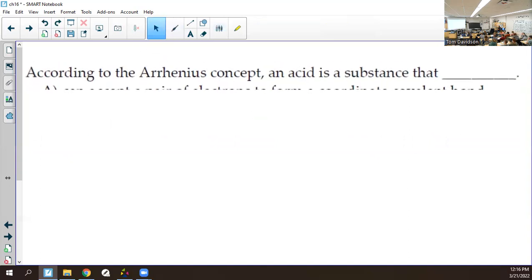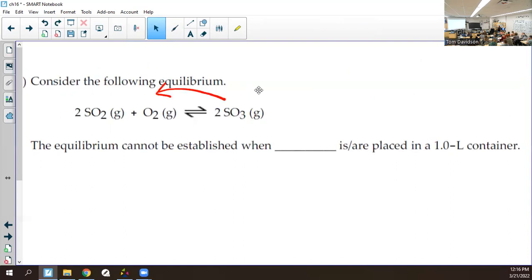I'm not sure that was perfect. Wait, so we can't remove this. What would this be? It would be something like when SO2 and O2 are not present. Well, hold on. It would say something like only SO2, like A would say. It would be very specific.